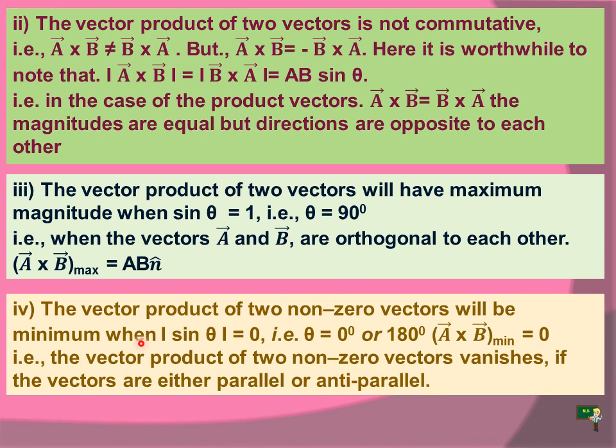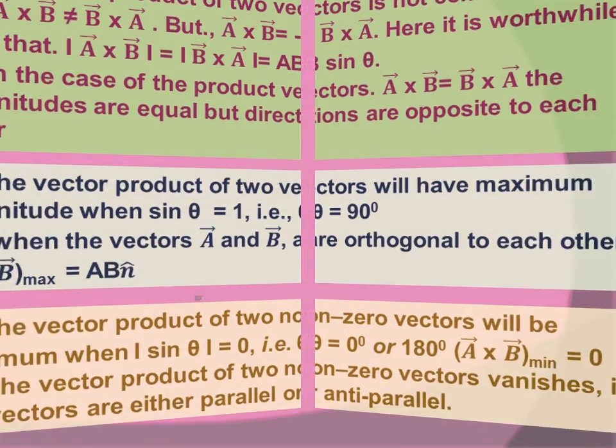Fourth property. The vector product of two non-zero vectors will be minimum when modulus sin theta is equal to 0. That means theta is equal to 0 degrees, as you know sin 0 is equal to 0, and 180 degrees. A vector cross B vector minimum is equal to 0. That is, the product of two non-zero vectors vanishes if the vectors are either parallel or anti-parallel.